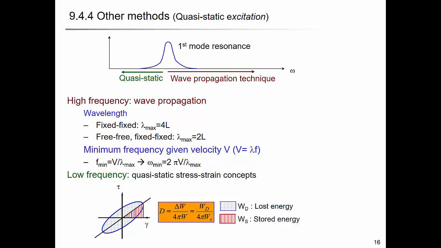Other method. This is just a simple principle. When you have a first mode resonance, this is the standard for quasi-static testing or dynamic testing. When you apply a frequency lower than the first mode resonant frequency, FR, then we call it quasi-static testing. When we do that, we look at the resonance of the soil. And if you apply the wave with a frequency larger than the resonant frequency, we look at the wave propagation.